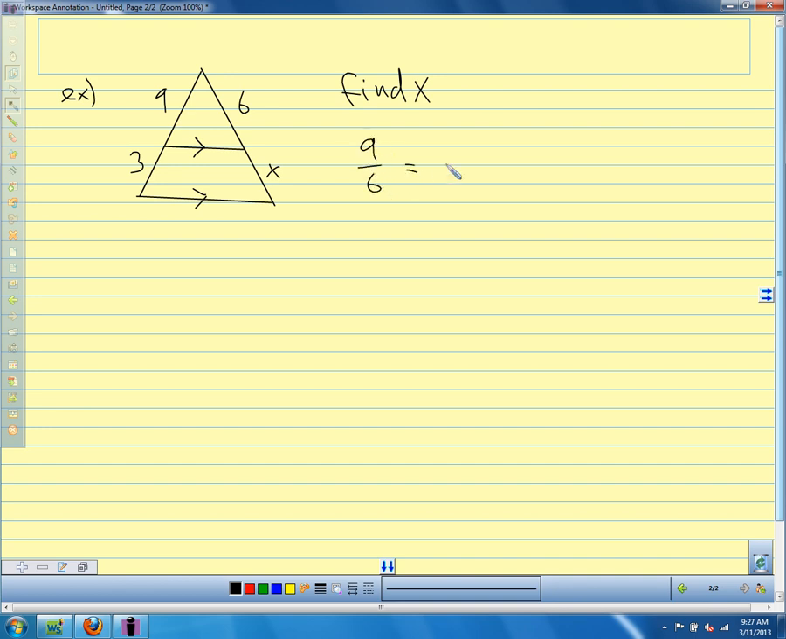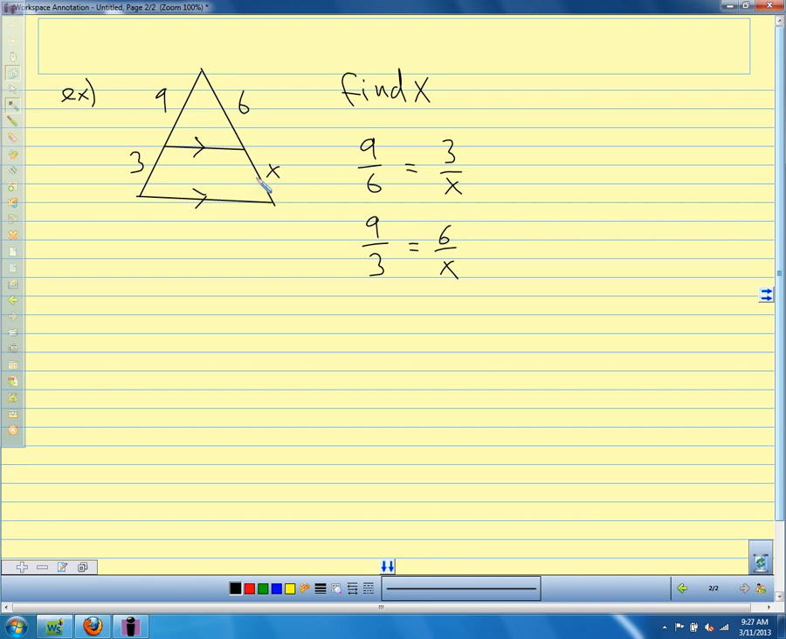Okay. 9 over 6 equals 3 over x. Perfect. We matched up this side to this side, the upper parts and the lower parts. Is there another way we could set it up? 9 over 3 equals 6 over x. So we did the parts on this side. So I think those are the 2 easiest ones.